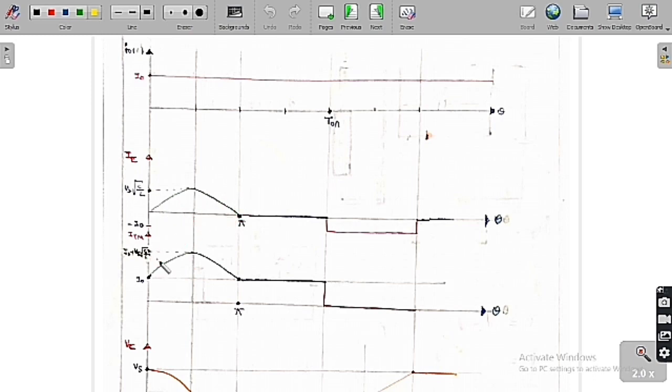This is called the current in the main thyristor. The current in the main thyristor is the summation of I naught plus IC of t. The base is I naught, and on the base we have to draw the capacitor current above it. So it will be like this.